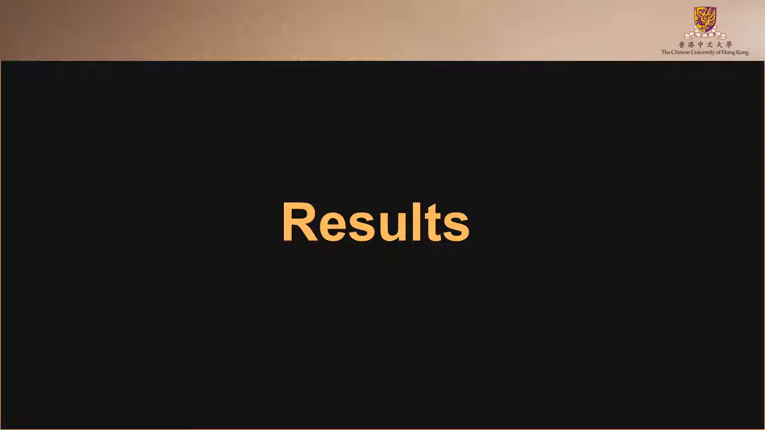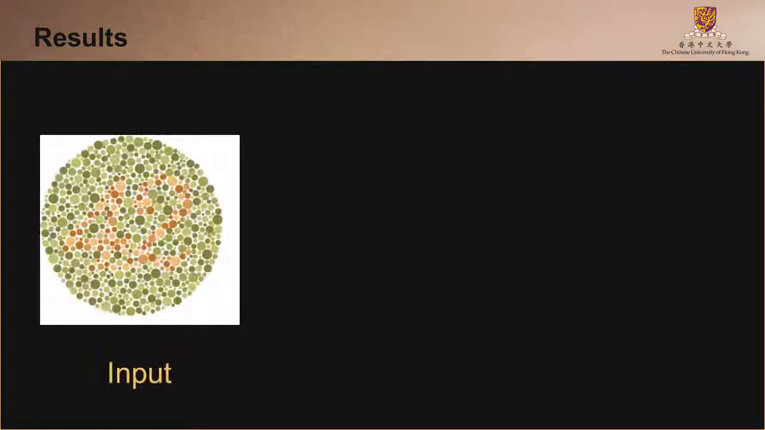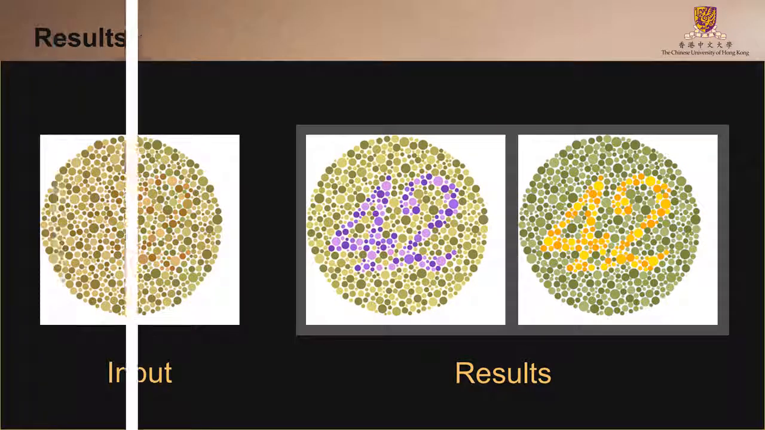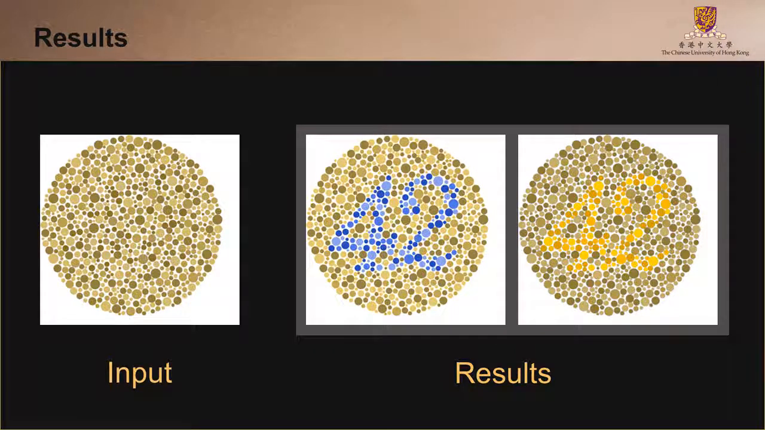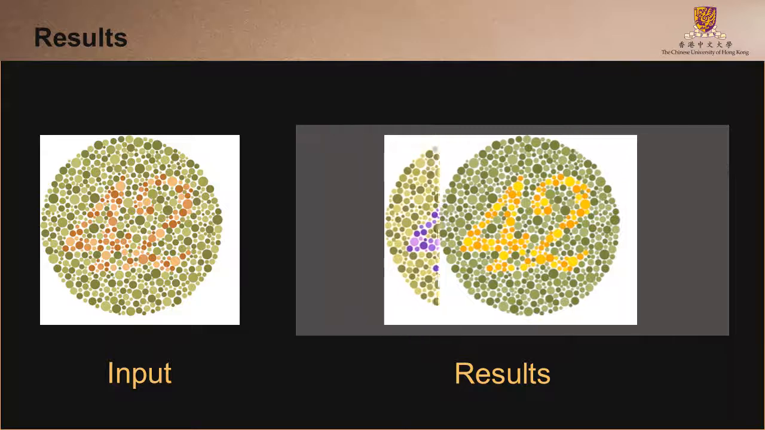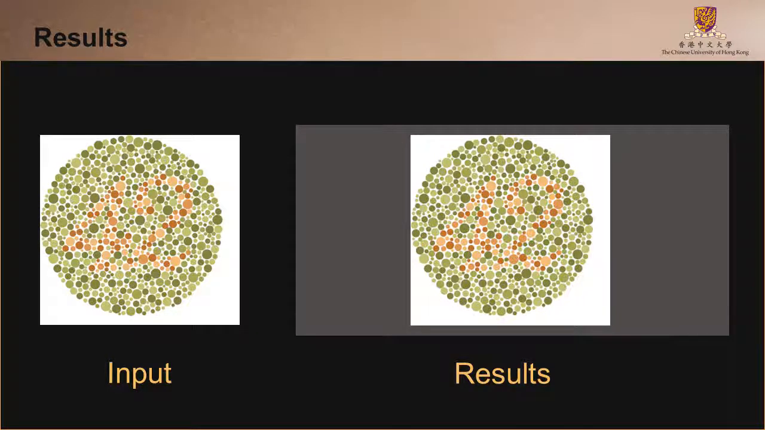Now to see some results. First, let's see an image used to test colorblind. The left is the input and the right is our results. Let's view them under colorblind vision. As you can see, colorblind could not tell how much the number is in the left side, but see 42 clearly in our results. Let's go back to normal vision. If the two result images blend on the screen, we can see it is almost the same as the original image. Let's see another result.